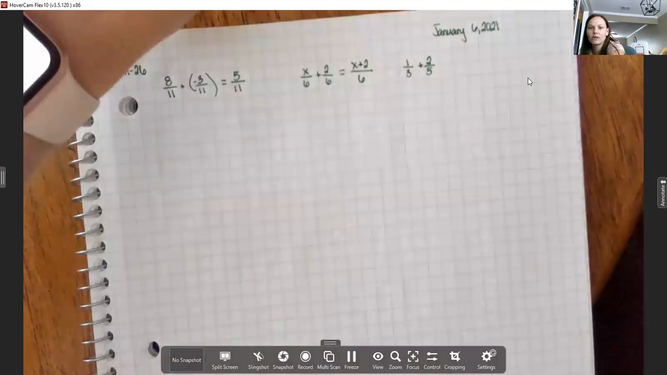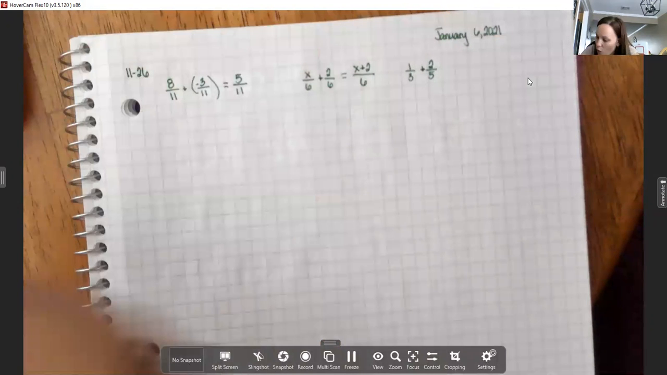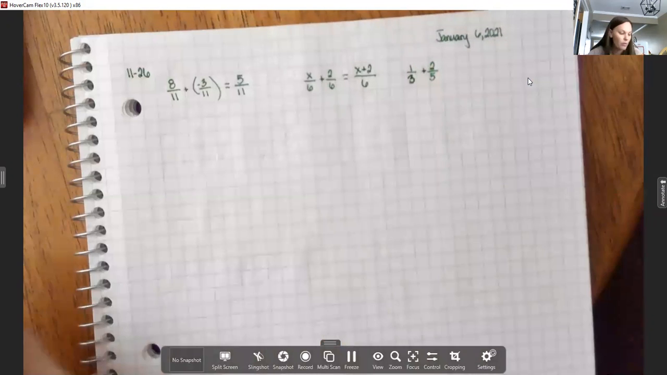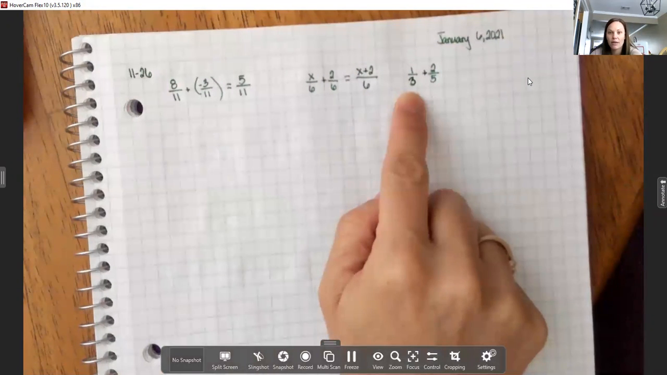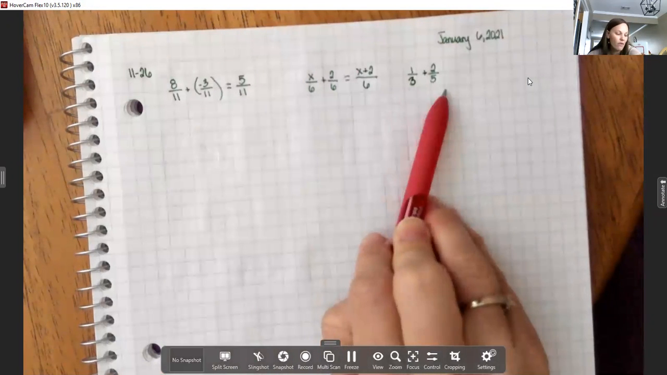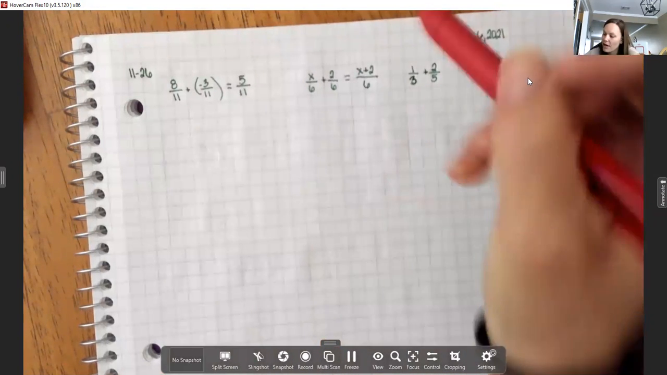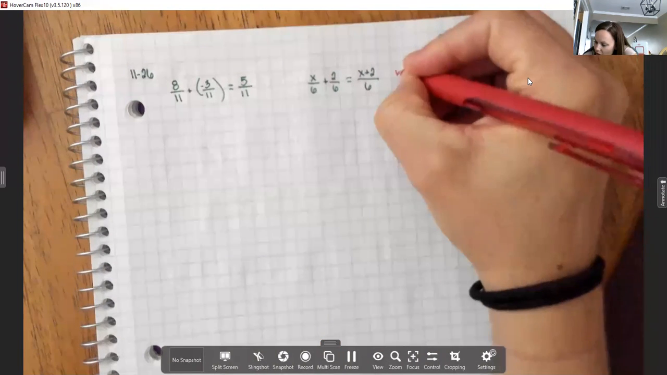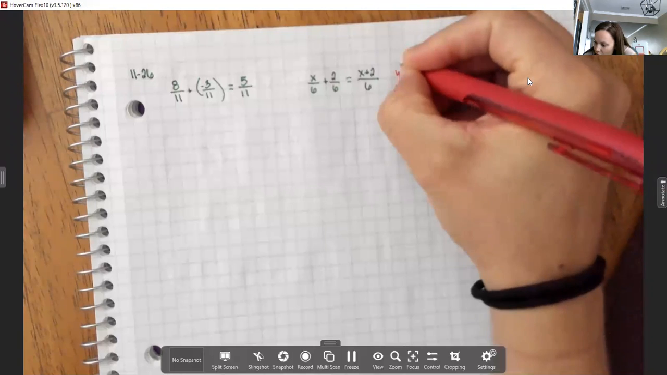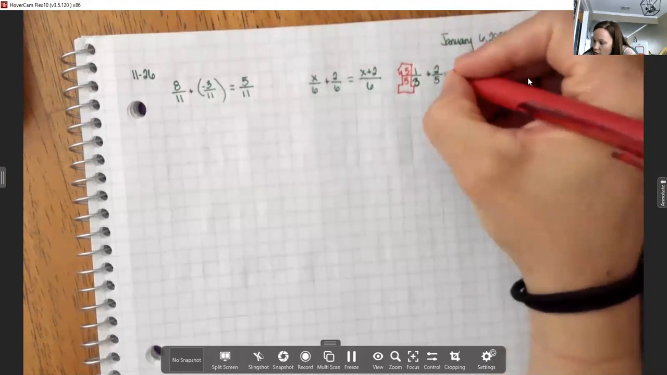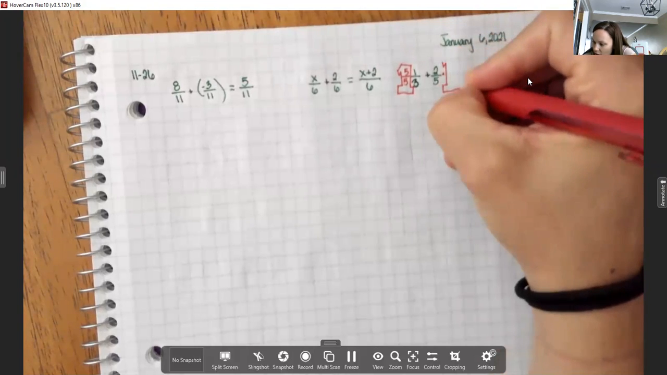This last one is a little bit trickier because it's 1/3 plus 2/5. Again, as a reminder, we know we need a common denominator here. With 3 and 5, the common denominator would be 15. You may have done this different ways. You would multiply this first fraction by 5/5, and you would multiply this second fraction by 3/3.